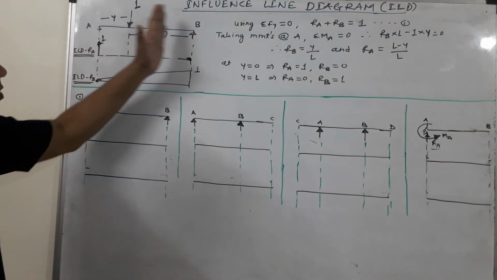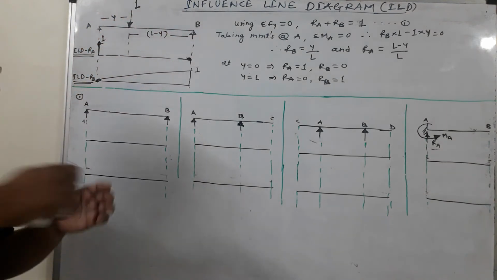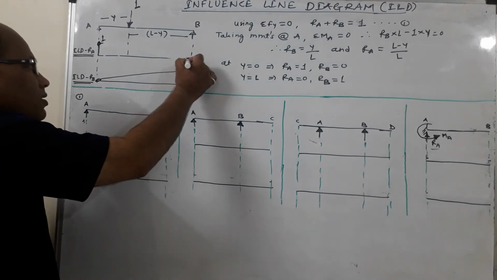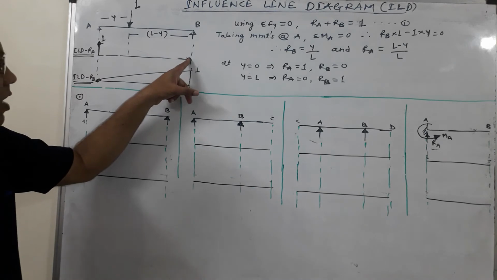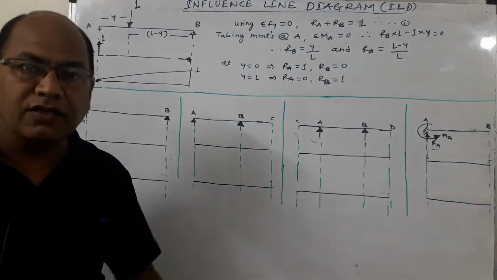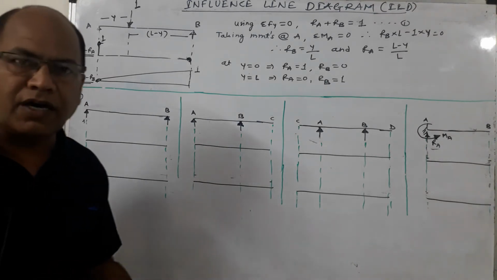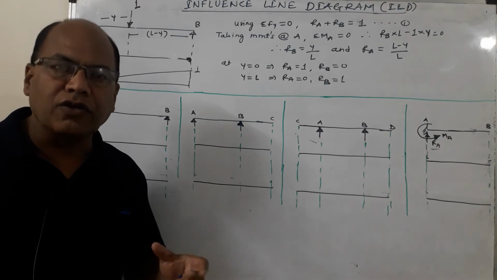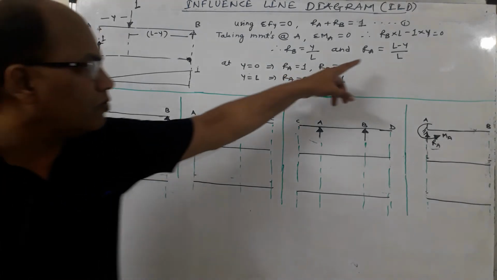So y is equal to L means when the load is at position B, then Ra is 0 and I am getting this as the point. So I get two distinct points, and if I join these two, I am going to get ILD for Ra. But again the question is how to join these 2 points. Should I join it by means of a straight line or should I join it by a curve? That is the question. Now for that I will go to this equation.